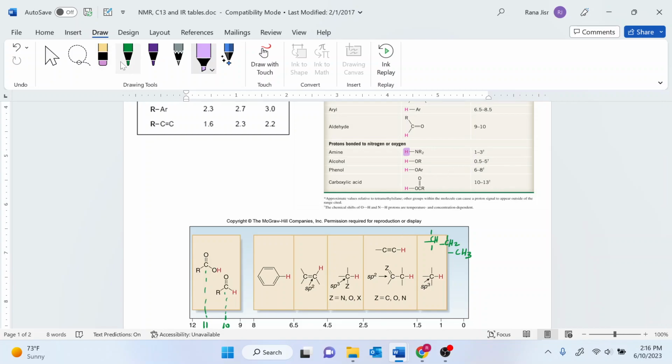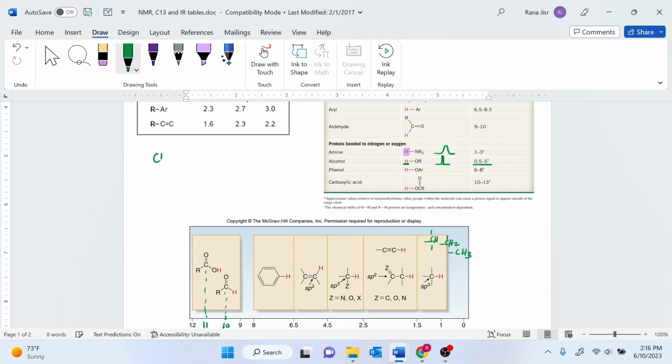Normally, the signal for the NH of the amine is a broad signal. It is not a sharp signal, and you're going to see it like that in the proton NMR between 1 and 3 parts per million. Now, for the alcohol, if you have an alcohol in there, this hydrogen, you're going to see it between 0 and 5 parts per million, and that is going to be a sharp peak.